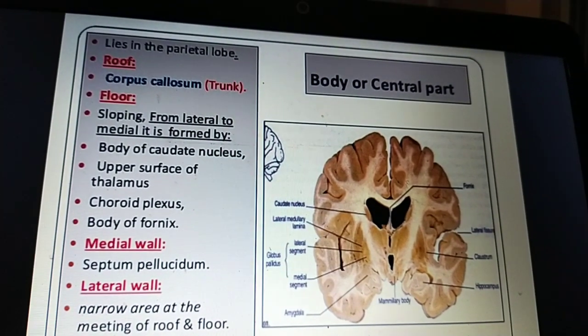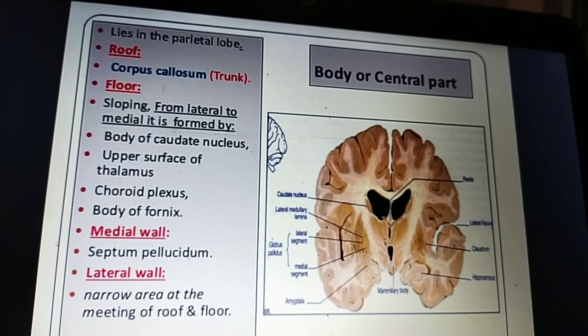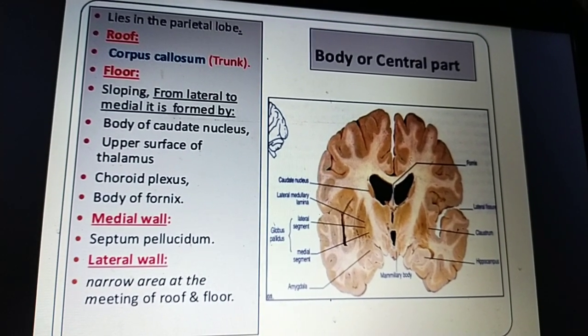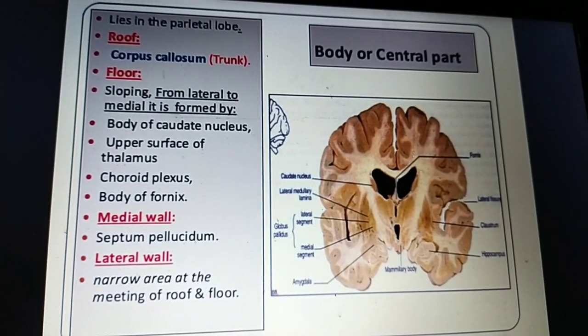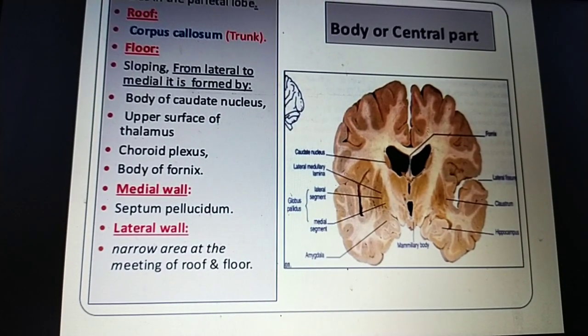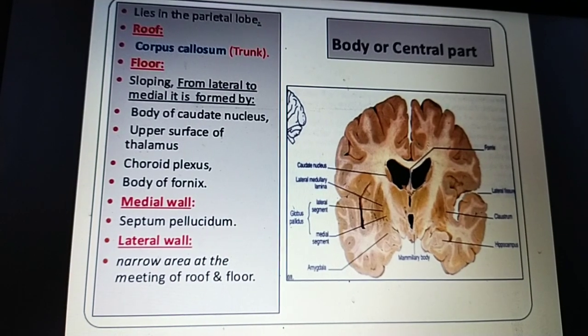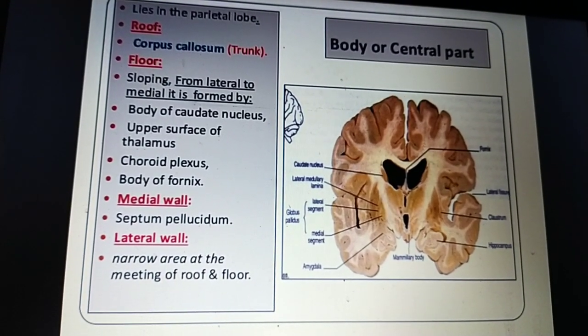Body or central part, I already explained. Roof formed by the corpus callosum, floor sloping from the lateral to the medial. It is formed by the body of the caudate nucleus, upper surface of the thalamus, choroid plexus, body of the fornix. Medial wall, septum pellucidum; lateral wall, narrow area of the meeting of the roof and floor.